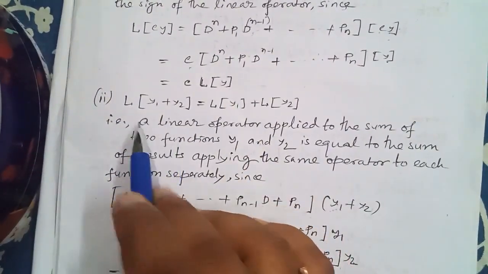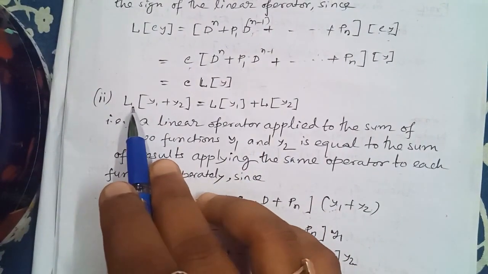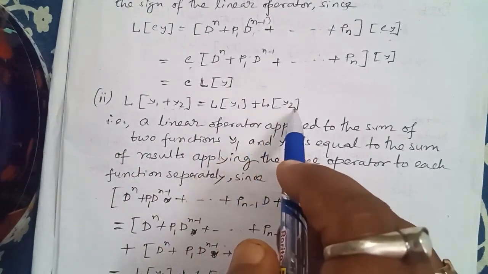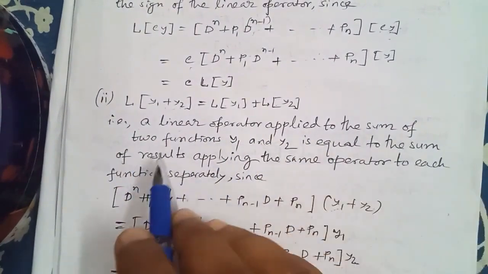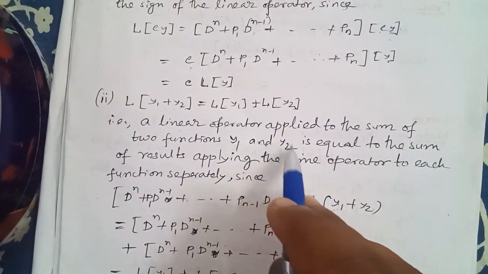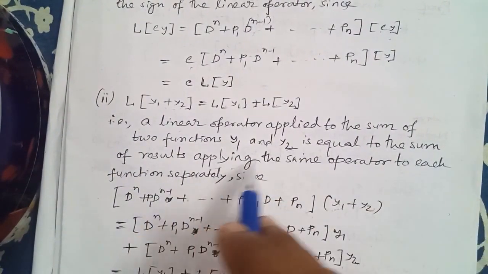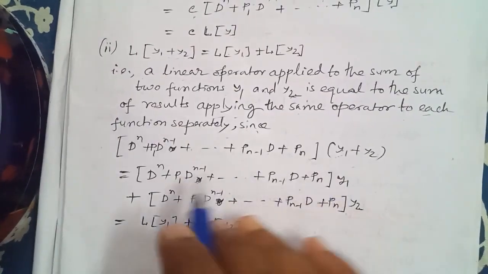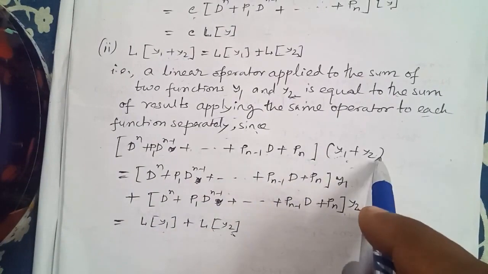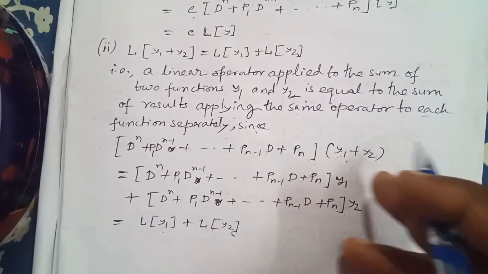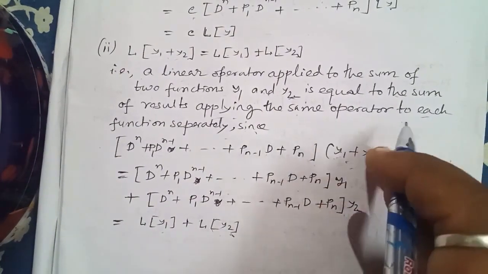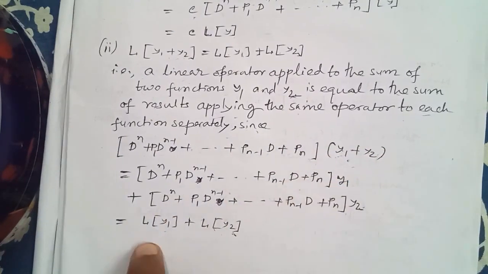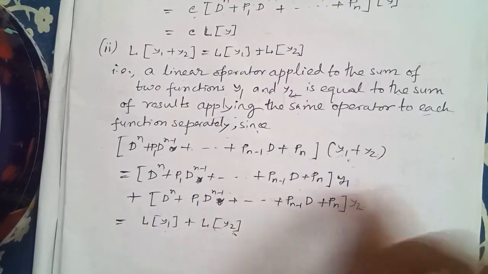Similarly, the second property is L of y1 plus y2. It will be separated: L of y1 plus L of y2. That is, a linear operator applied to the sum of the two functions y1 and y2 is equal to the sum of the results of applying the same operator to each function separately. We can verify this for y1 plus y2. When we differentiate, we do it step by step, term wise. The derivative of the first term is L of y1, and for the second term it will be L of y2.